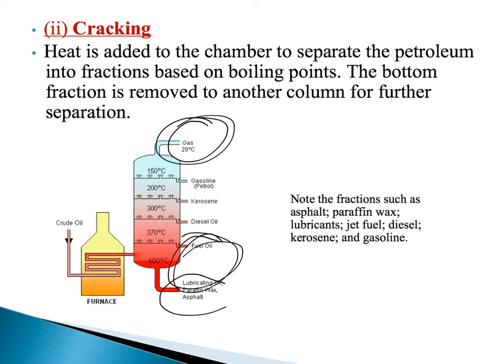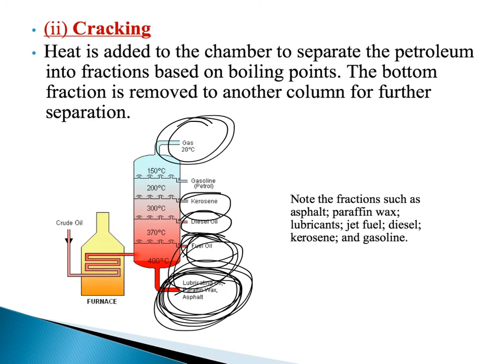So here you get your oil, paraffin wax, your oils, stuff to make asphalt, your jet fuel, your diesel fuel, your kerosene, your gasoline for cars like octane, and up here gases like butane and methane and ethane and stuff like that, and propane. So that's a fractional distillation chamber. For cracking, watch for heat, watch for fractional distillation chamber, and watch for separating based on boiling point.